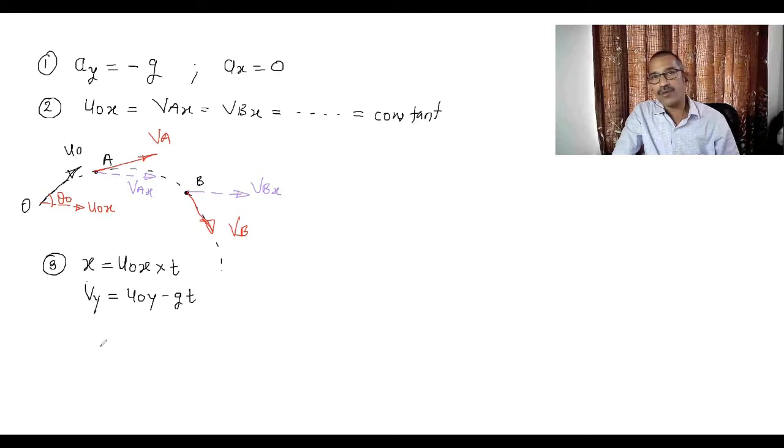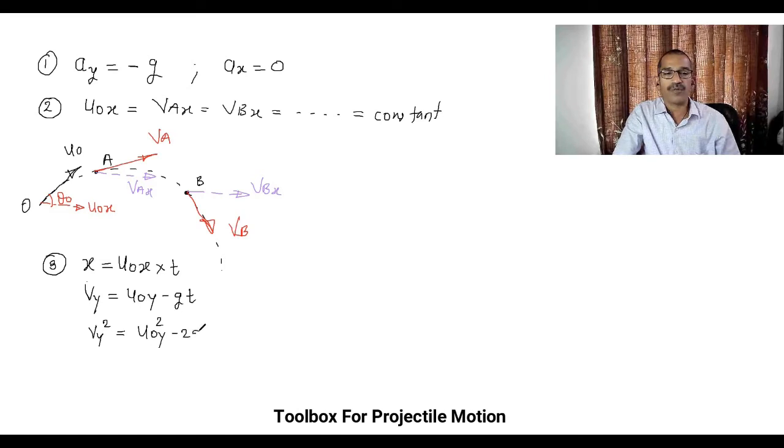Next, vy square equals u0y square minus 2gy. That means v square equals u square plus 2ay, where v is replaced by vy, so vy square, and u is replaced by u0y square, because here we split the motion along the x and y axes. So this is along the y-axis, plus 2ay, and a is replaced by minus g, giving minus 2gy.